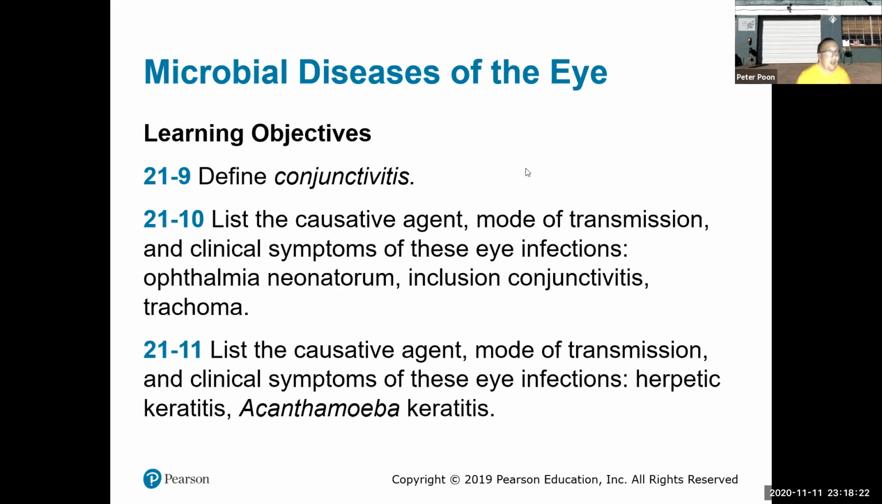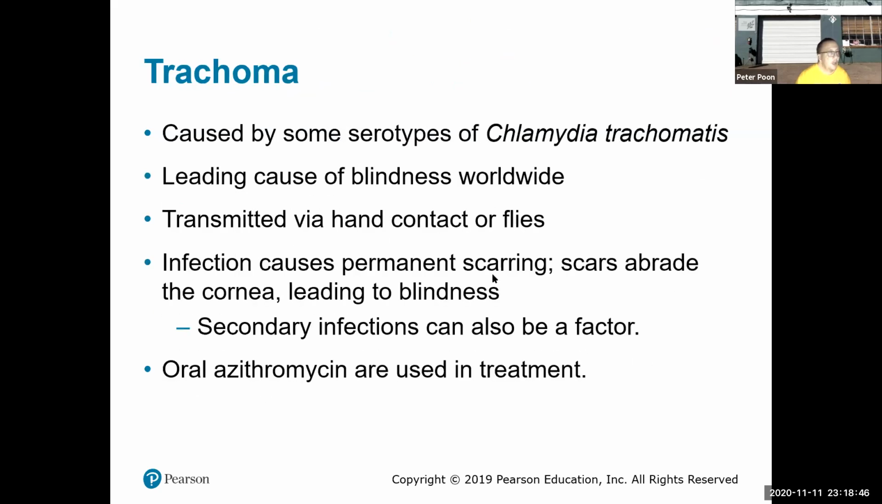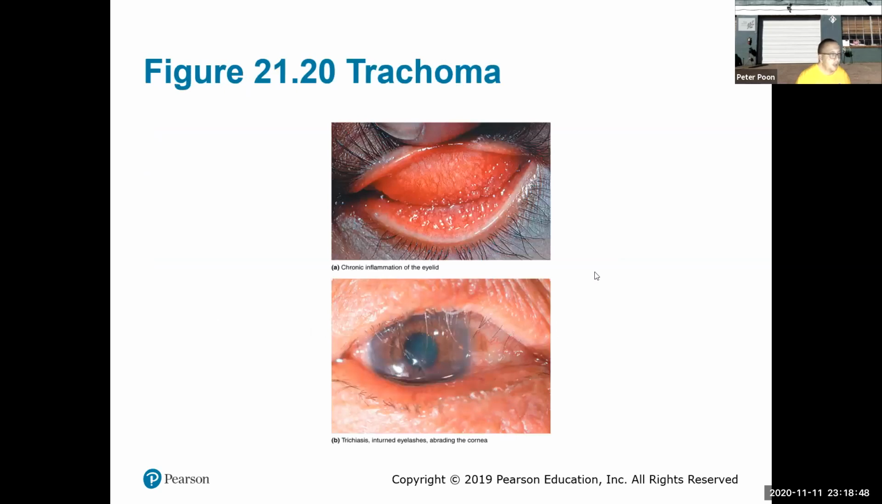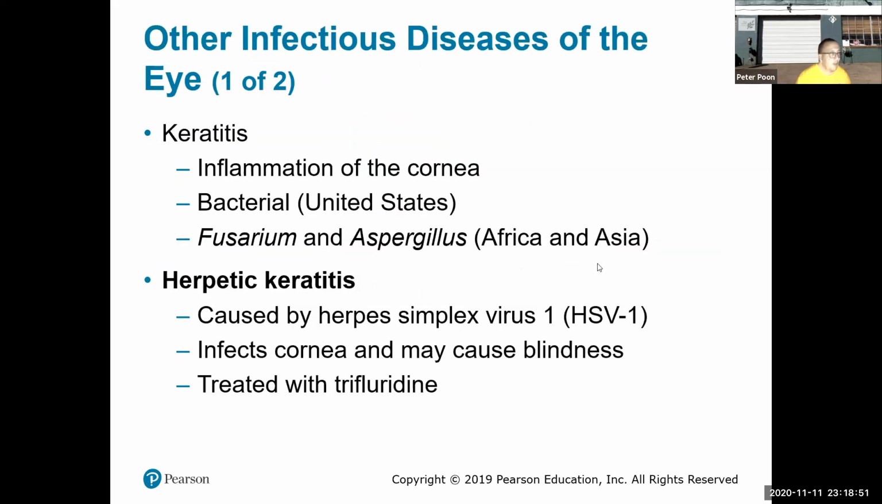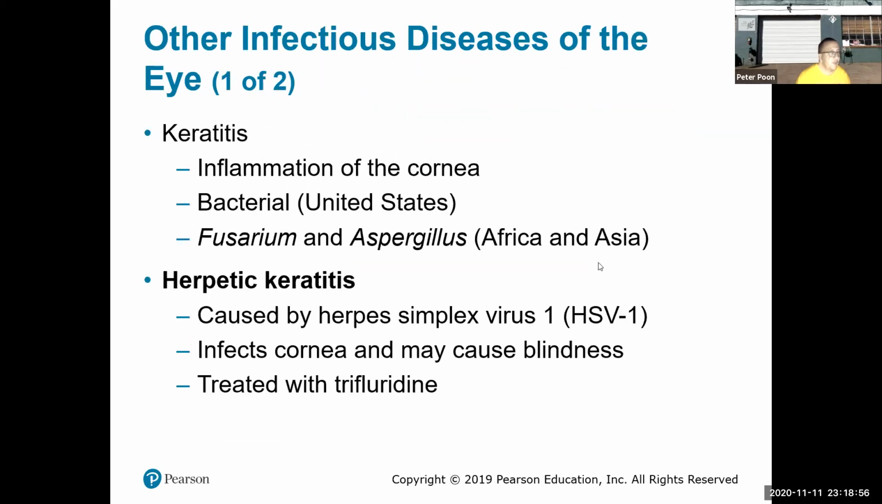Conjunctivitis is the inflammation of the conjunctiva. So let's go through all this stuff. The first one is the red eye, or pink eye, usually called pink eye here in California. So you can see pink eye. Somewhere there's a pink eye here. There.